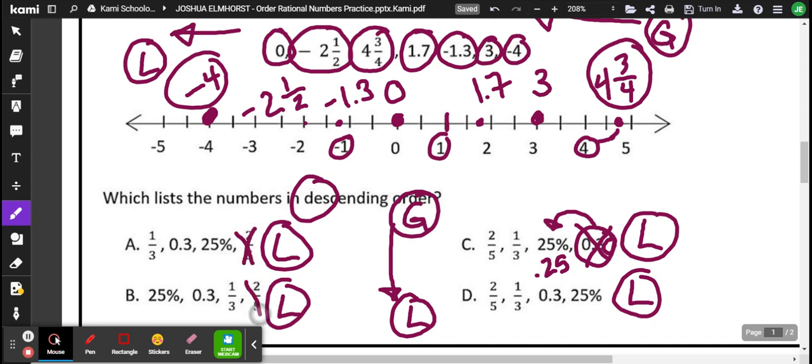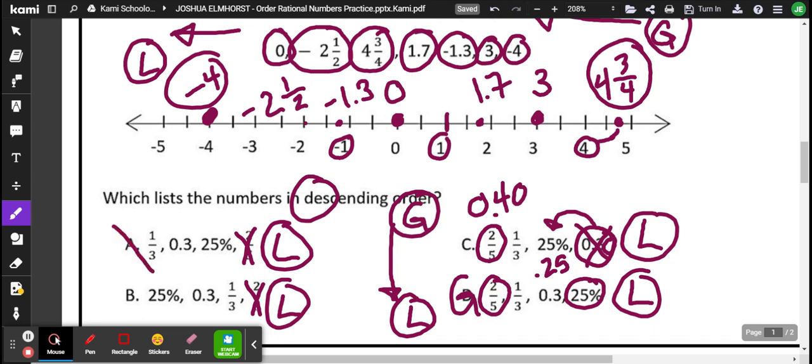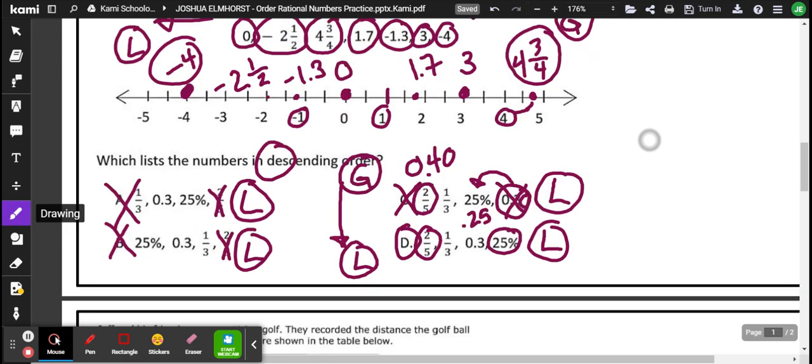2/5 would not be the least. 2/5 is on our fraction decimal percent chart. 2/5 is going to be 0.4. So if you're looking for the G, 2/5 is going to be the greatest. 25% is going to be the least. So the correct answer would be the last one. And we're going to label this G down below.